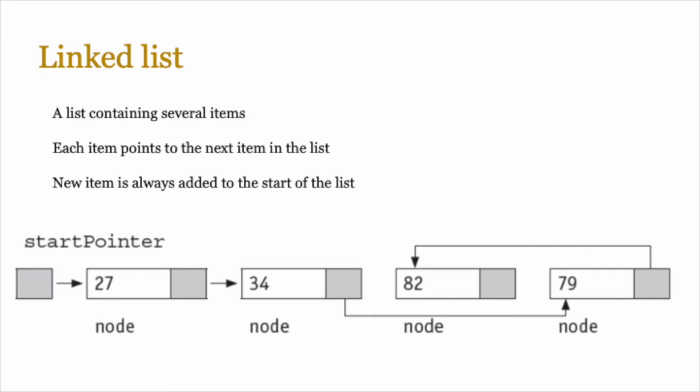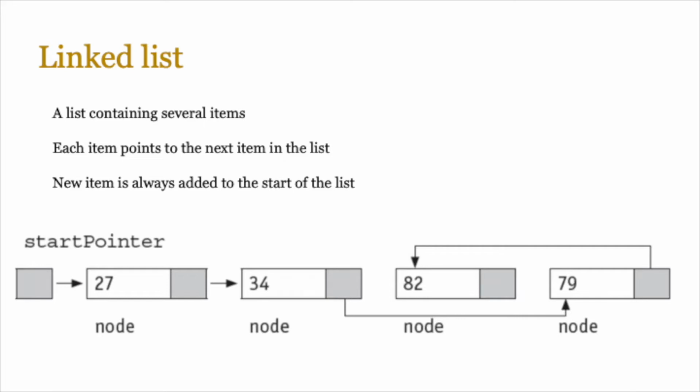A linked list is a bit of a different structure. It's a list containing several items, and each item points to the next item in the list. So if you think about an array, it would just have the items in whatever order they come in. A linked list could be used to sort things out in the right way. So each node will contain 2 pieces of information. One is the data, the second is the pointer, which points to the next item on the list. So we have a start pointer, which will always point to the first item or the first node and say, well, 27 is the first one.